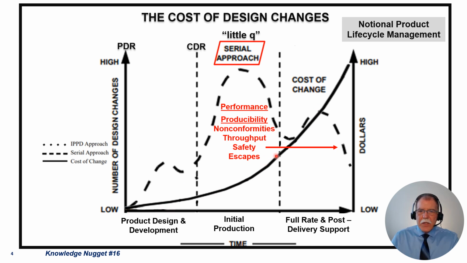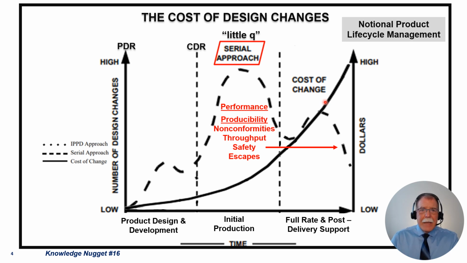Typically, this is what the cost curve looks like, all right? It costs the least amount to make design changes when I'm still in the design and development phase. Then you can see exponentially the cost starts to rise in the initial production phase. And when I get into full rate production and post-delivery support, this is where the design changes cost the organization the most amount of money.